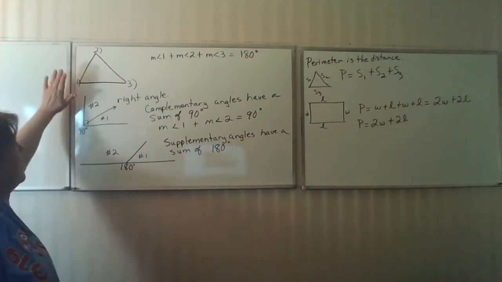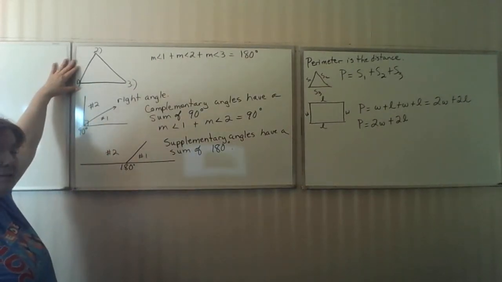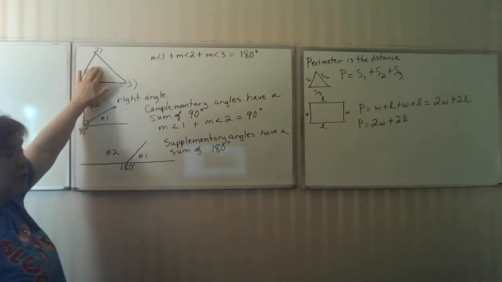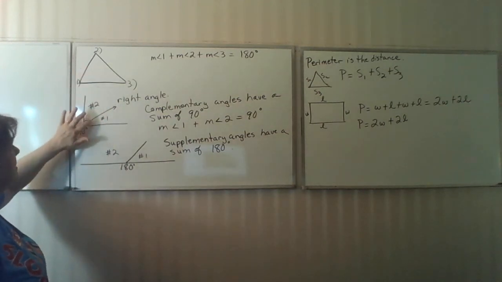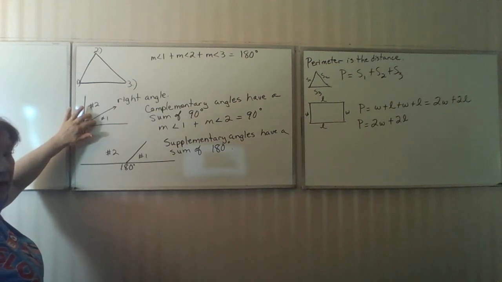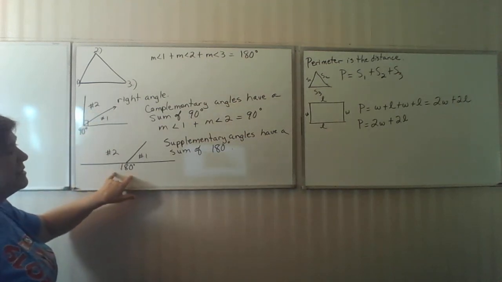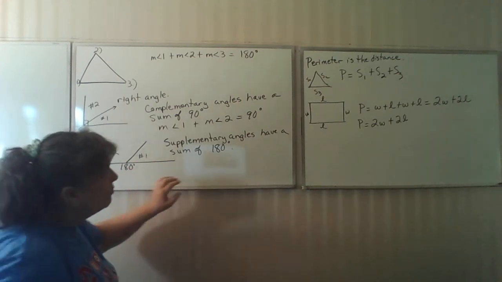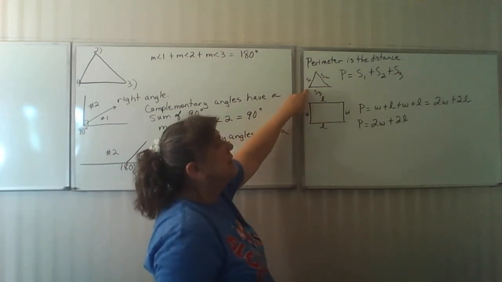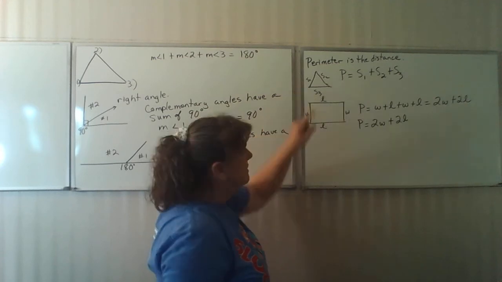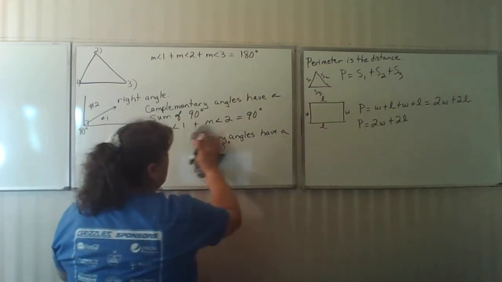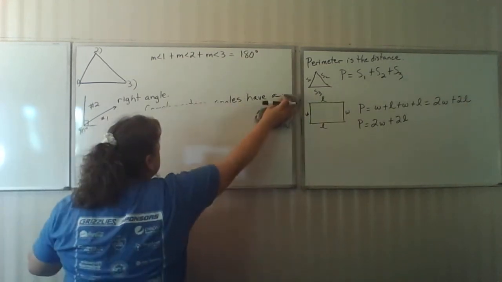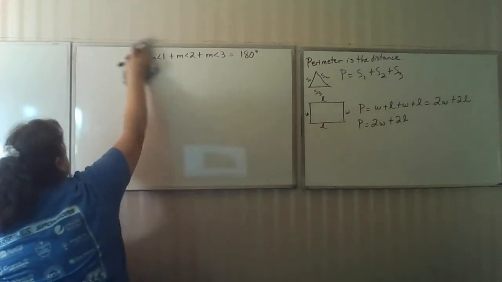Okay, so we have the sum of the angles of a triangle are 180. The sum of complementary angles are 90 degrees. The sum of supplementary angles are 180 degrees. The perimeter is the sum of all the sides added up together. So now let's look at some examples of these problems that we have.